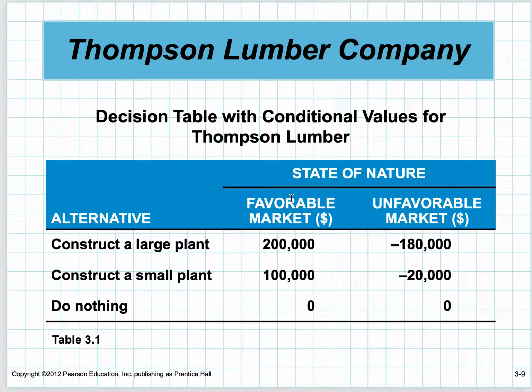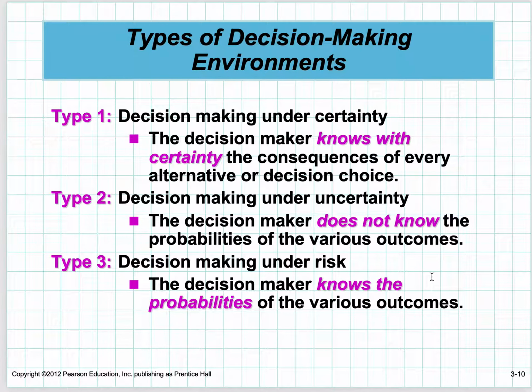But if you create a large plant in a favorable market, you could get $200,000 in profit. If you construct a small plant, presumably half the size of the large plant, you would reap $100,000. Now, if the market goes south, you would lose $180,000 constructing a large plant, and you would only lose $20,000 if you constructed a small plant. So this is the way you set something like that up.